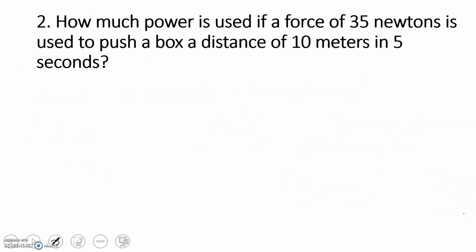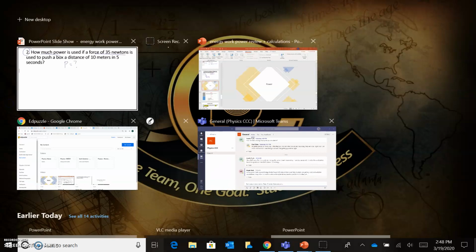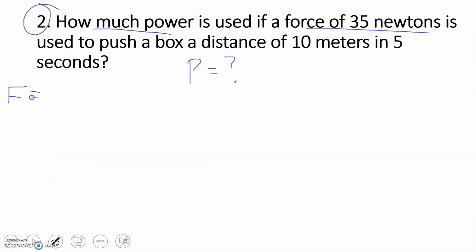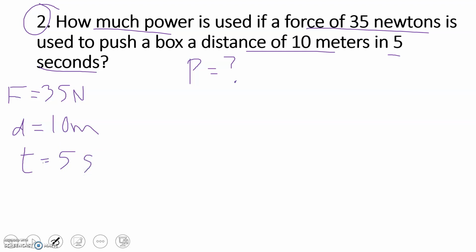Alright, very good so far. Number 2. How much power? So again, we're going to be looking for how much power is actually being used. If a force of 35 newtons, so we know that the force is 35 newtons, is used to push a box a distance of 10 meters in 5 seconds. Wow, again, very realistic with the time. So time is 5 seconds.